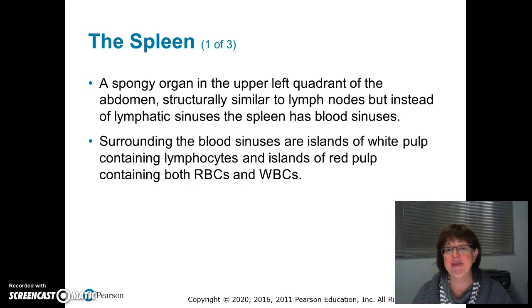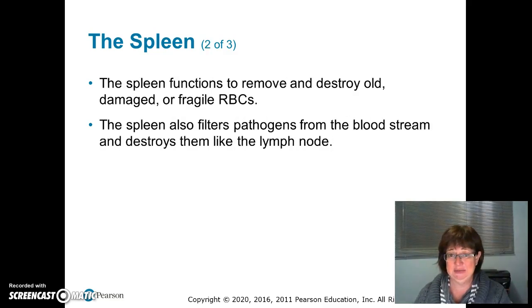Good. The spleen is a spongy organ in the left quadrant of your abdomen, and it's similar to a lymph node, but the spleen will filter blood where lymph nodes filter lymph. It is surrounded by blood sinuses. So it is a site where red blood cells are cleaned up, and also a site where there are lymphocytes. The spleen's job is to remove and destroy old and fragile red blood cells, and it will also filter some pathogens from the bloodstream.